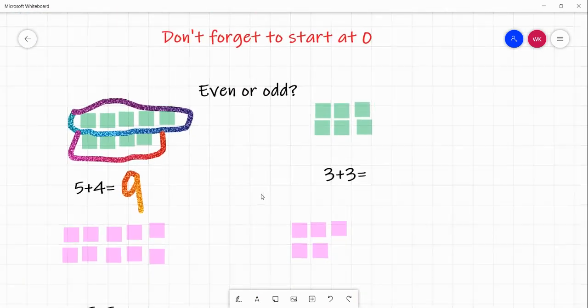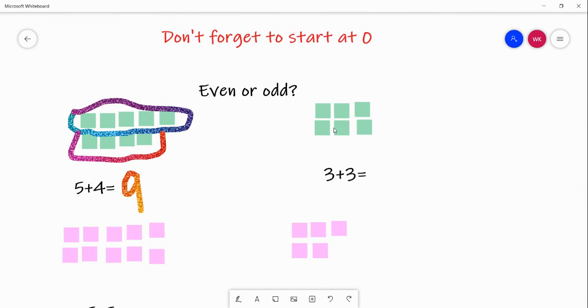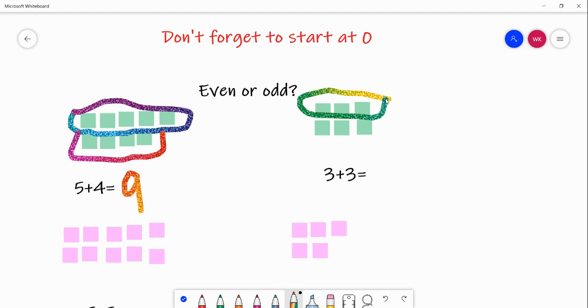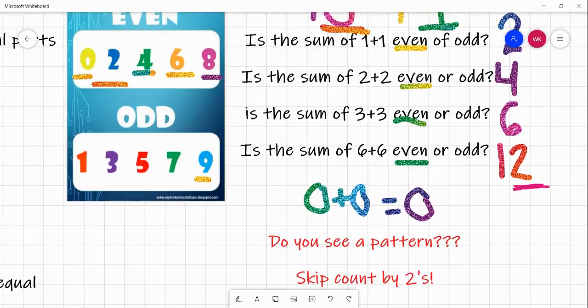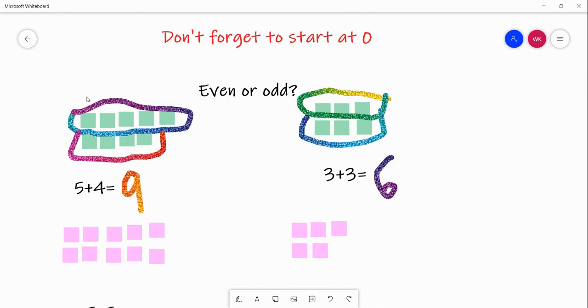All right, next one, 3 plus 3. If you remember what I said about our doubles facts, that all doubles are even numbers, but let's go ahead and check. So we have a group of 3 right here and a group of 3 right here. So all together, 1, 2, 3, 4, 5, 6. Our number is 6. Let's go look at our even and odds chart.